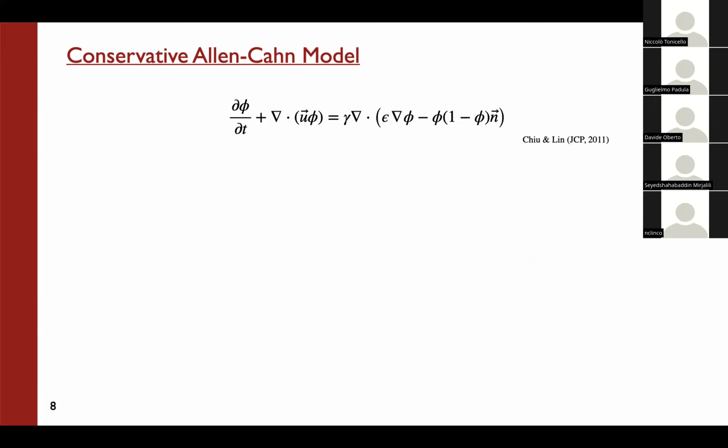But essentially the idea is that in the right-hand side of this equation, you have a diffusive flux and a sharpening flux. And the balance of these two gives you a nice, smooth interface that's well-defined and has a finite interface thickness.